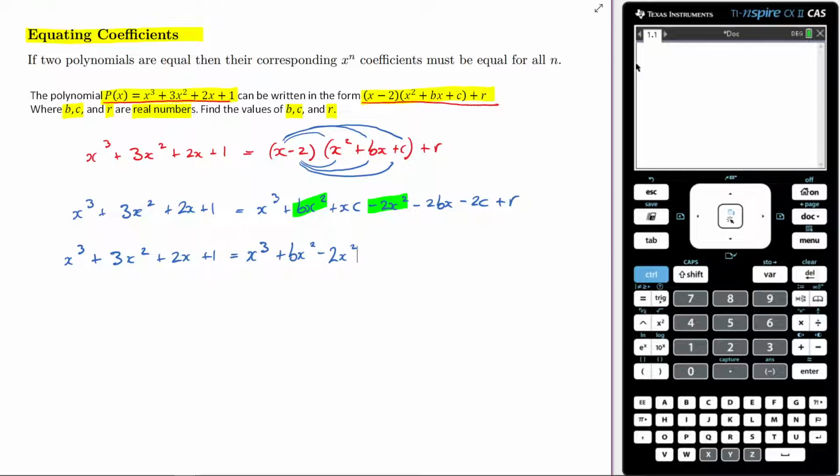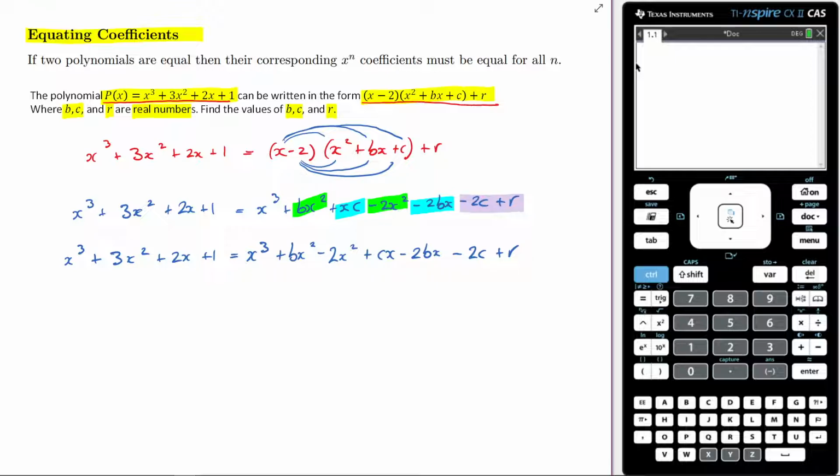Let me grab another color here. I have xc and negative 2bx. As you can see, these both have x's in them. So let me write them next to each other. So I have plus cx, and then this is negative 2bx. And then the last thing I have is negative 2c plus r. Would you agree that that's kind of like a constant because it doesn't have any x's with them? So I've got negative 2c plus r. So hopefully you can see what I've done here.